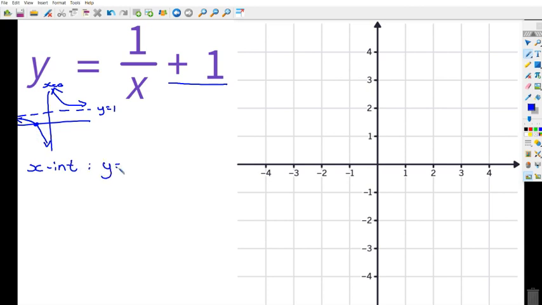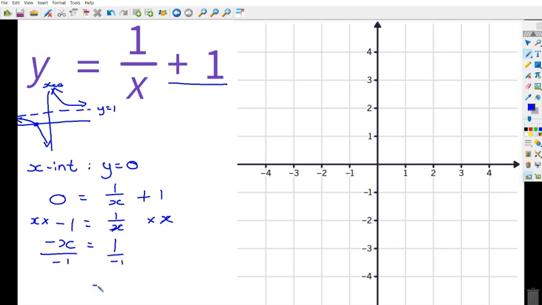For the x-intercept, y is always 0. So let's substitute: 0 equals 1 over x plus 1. I'm going to take the 1 over, negative 1, 1 over x, and multiply both sides by x. That gives me negative x equals 1, cancelling those x's. To get x, I divide by negative 1 on both sides, and x is going to be negative 1.